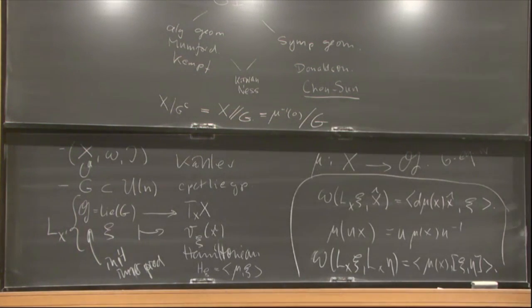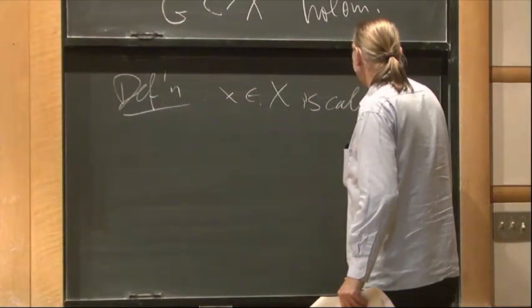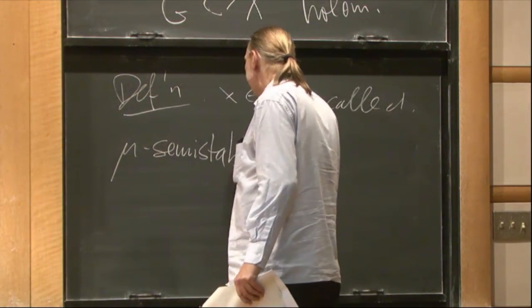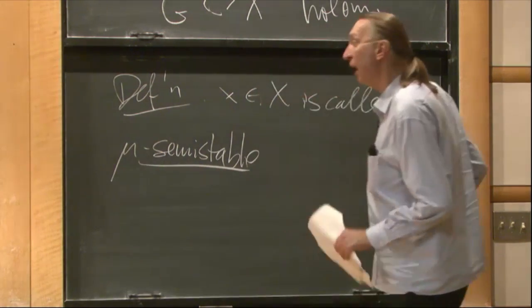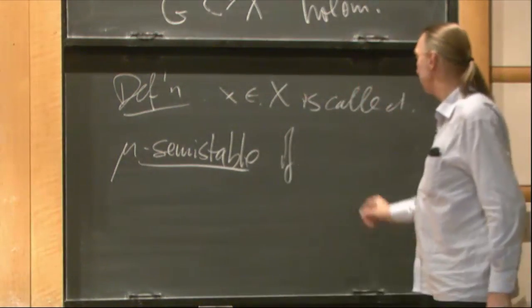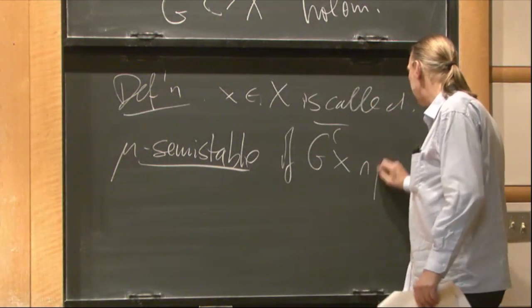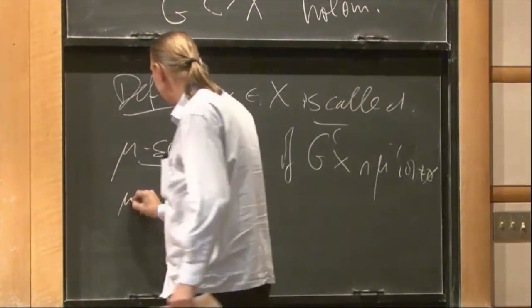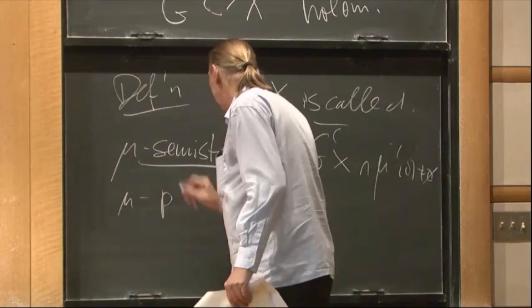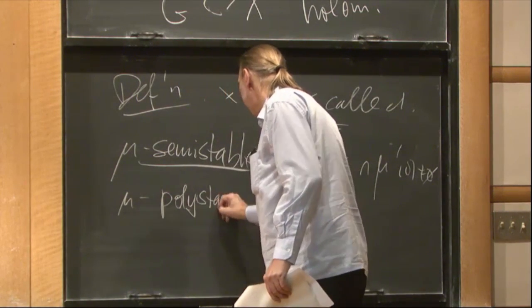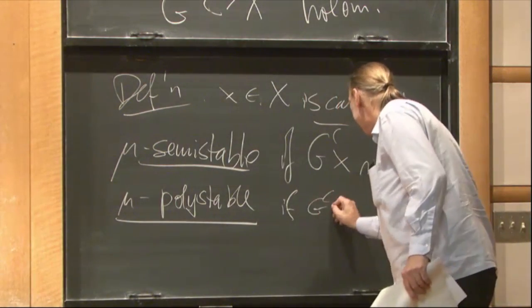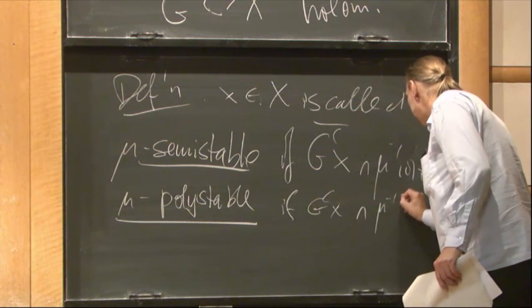And then there are two other conditions. So x in X is called mu semi-stable if one slightly relaxes this condition and only requires that the closure of the orbit passes through the 0 set of the moment map. So that's GCx closure intersected with mu inverse of 0 is non-empty. And then the condition that the actual orbit goes through is the polystability condition. So if GCx in itself passes through the zero set of the moment map.